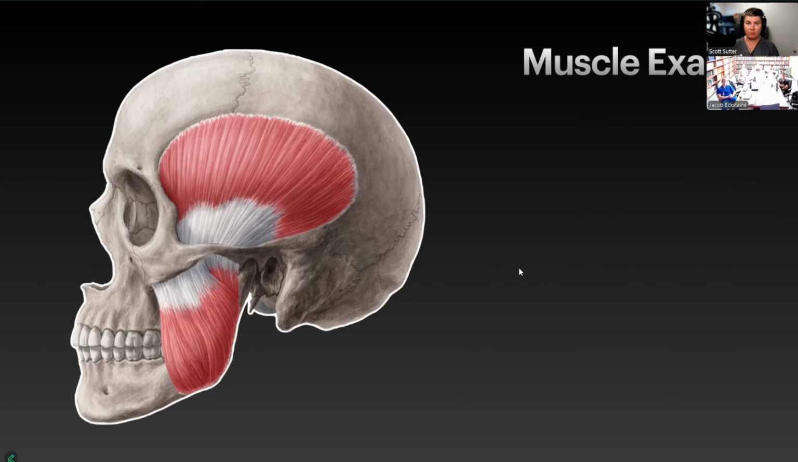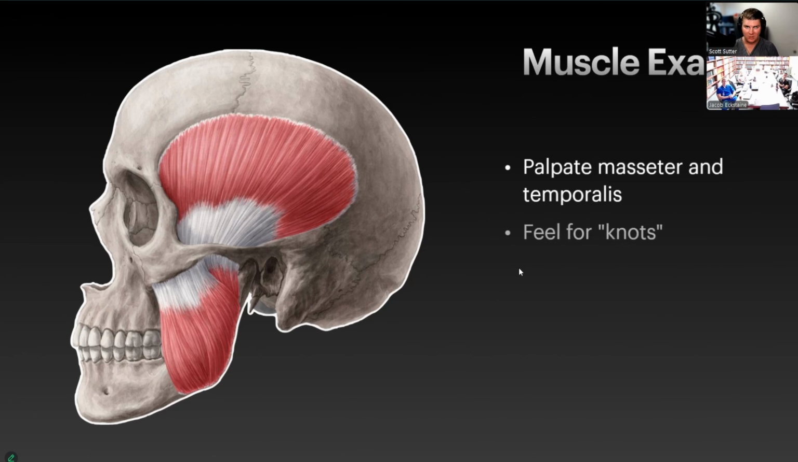So during your muscle exam, if you're just going to do 2, these are the biggest ones by far. You want to palpate your masseters, and you want to palpate the temporalis. Usually it's just the anterior temporalis that causes issues. I don't go all the way back. But the masseter I do every single time because you're going to find it is full of trigger points.